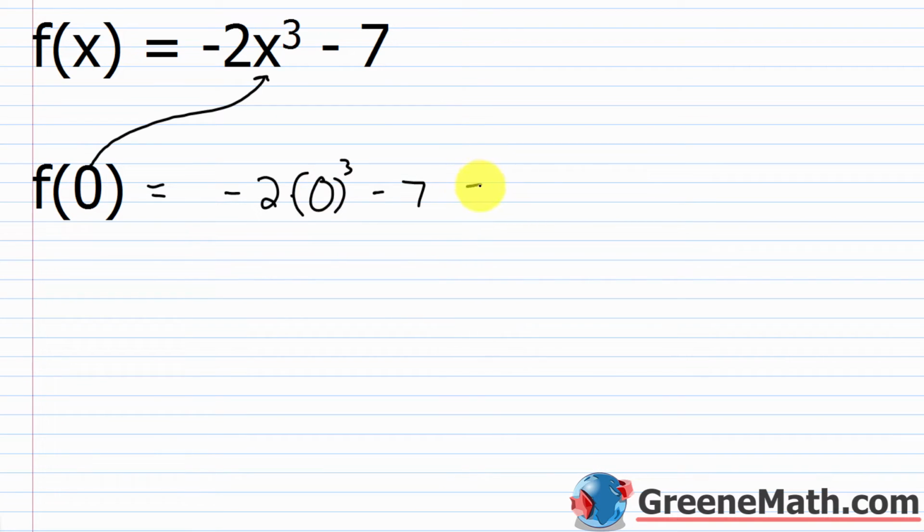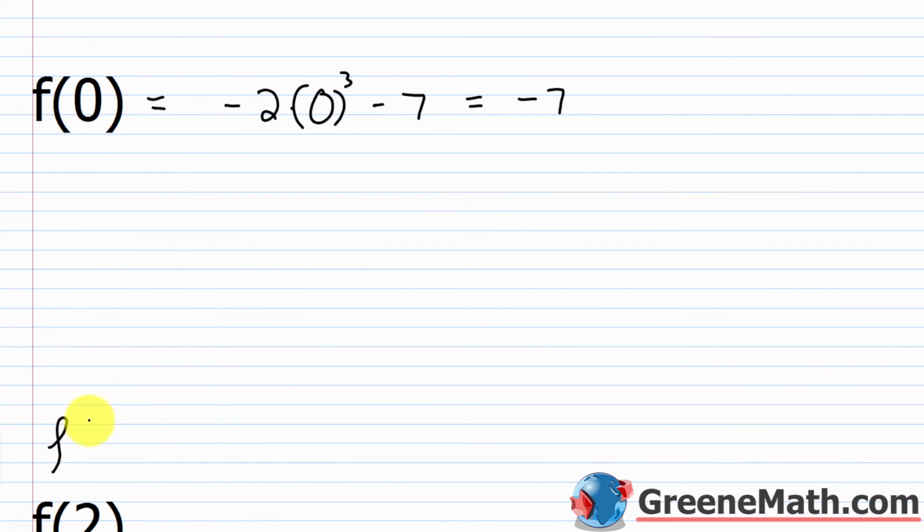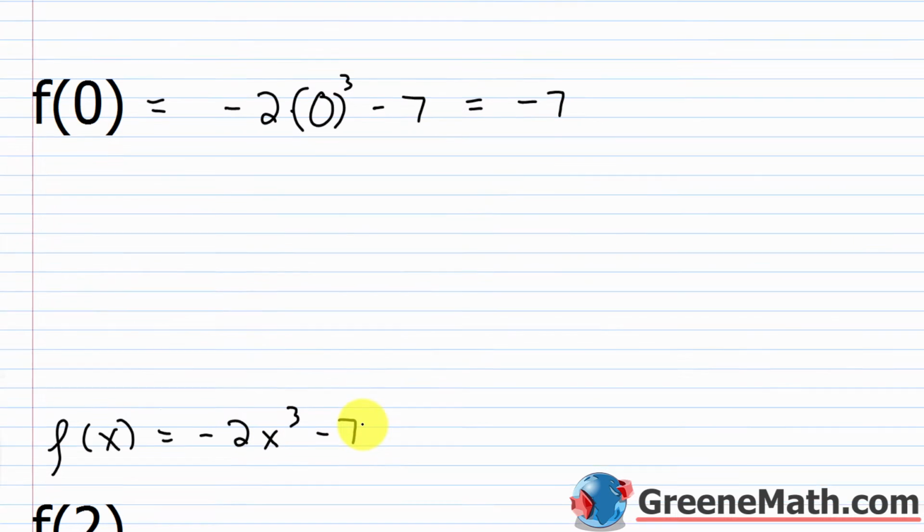So you'd basically have 0 minus 7, which is negative 7. So f of 0 is negative 7. So let me rewrite this down here and we'll scroll down. So f of x is equal to negative 2x cubed minus 7. So let's go ahead and scroll down now.